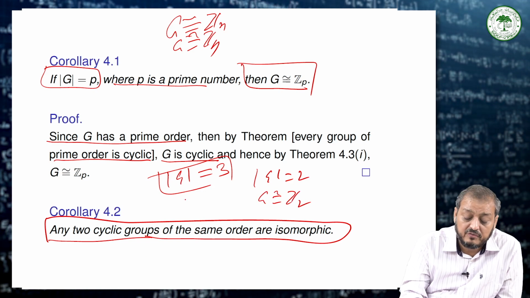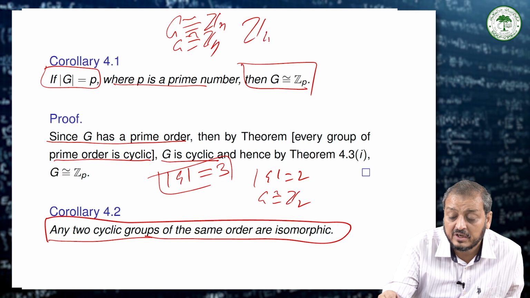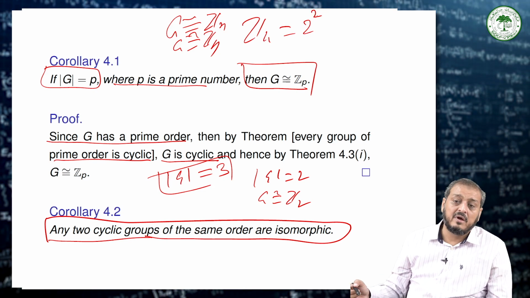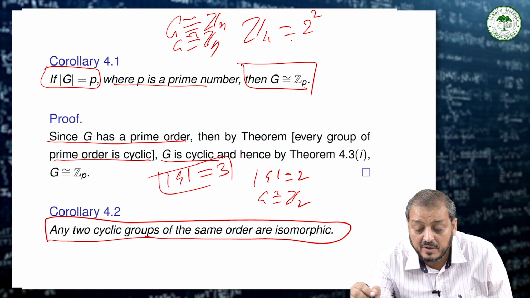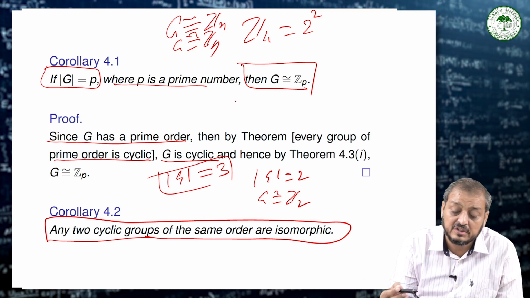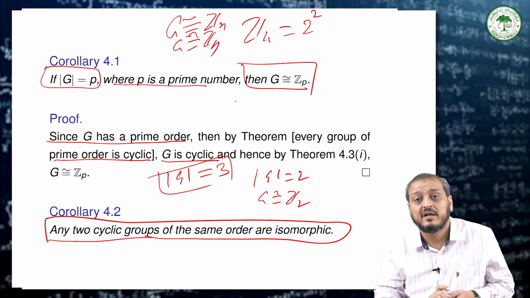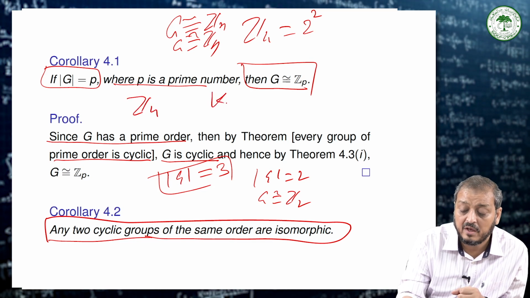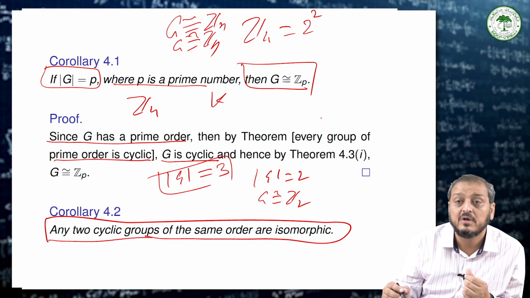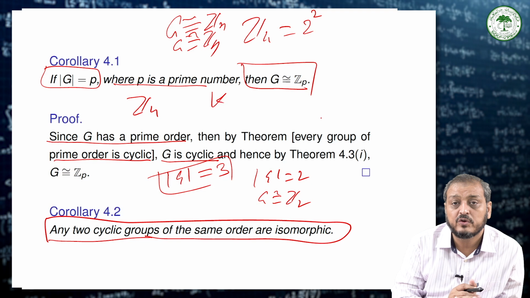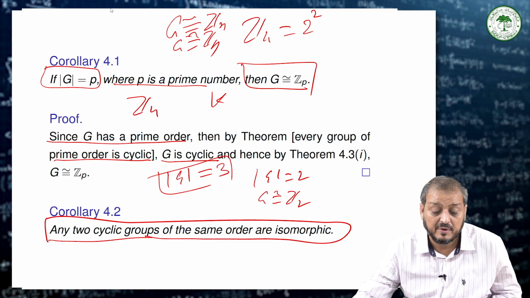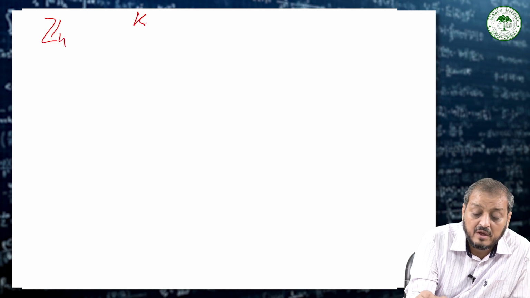And similarly we can take Z_4, for example. What is it? This is 2 to the power 2, and this is a group of prime power order. So let me try to explain this. We have the group Z_4 and the Klein 4-group. Are these two groups isomorphic to each other or not? Let us check by the group table. So we take Z_4 and the Klein 4-group.